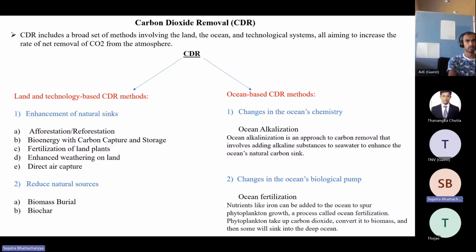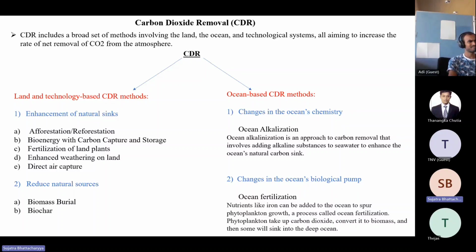Enhancement of the natural sinks includes afforestation, reforestation, bioenergy with carbon capture and storage, fertilization of land plants, enhanced weathering on land, and direct air capture. Or to reduce the natural sources, we have biomass fuel and biochar in our agricultural processes.